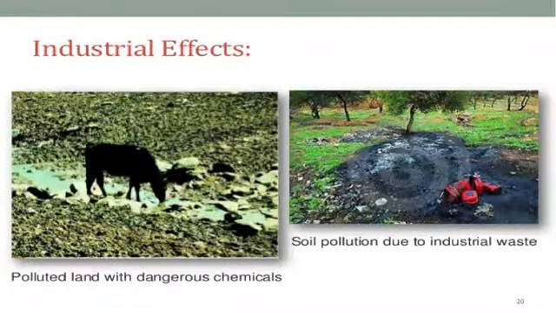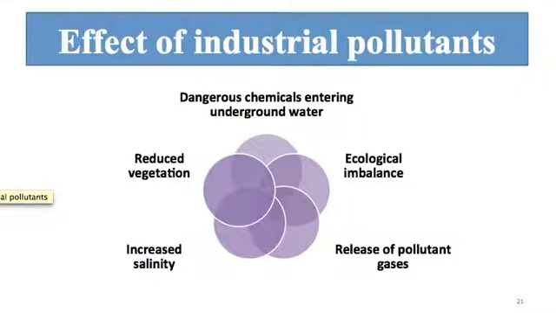So land polluted with dangerous chemicals will also have some negative impacts due to soil pollution, which is caused by industrial waste, any kind of industrial waste. The effects of this industrial pollution are vast, causing water contamination, that is the release of toxins into the soil and the air, and it is the cause of some of the most significant environmental disasters of all time.